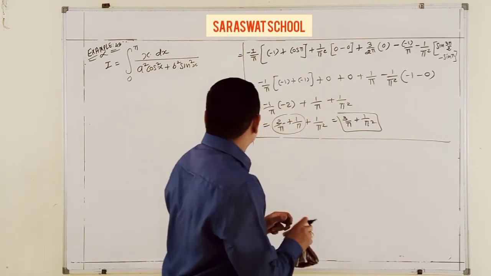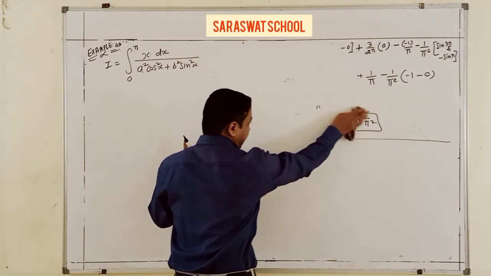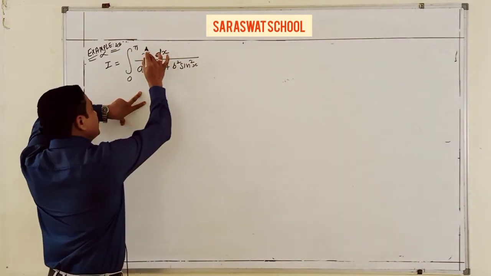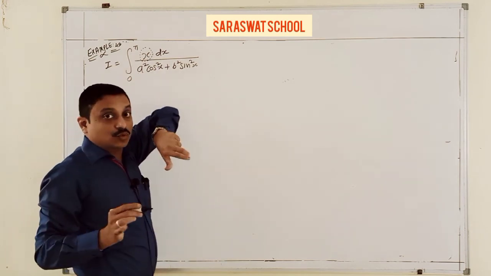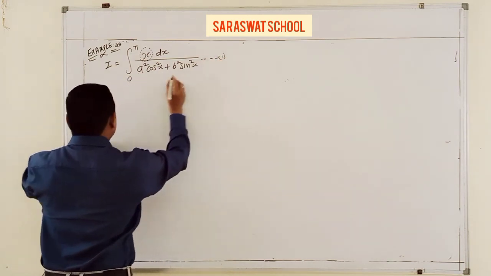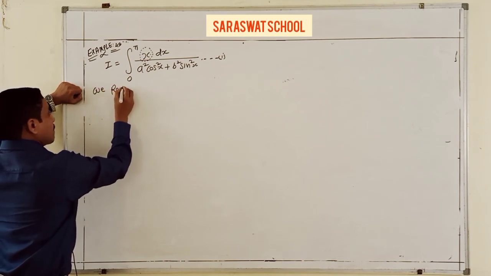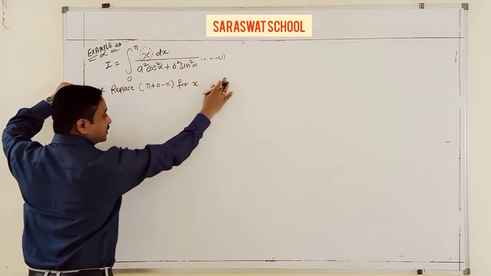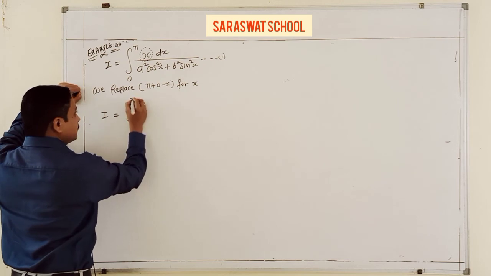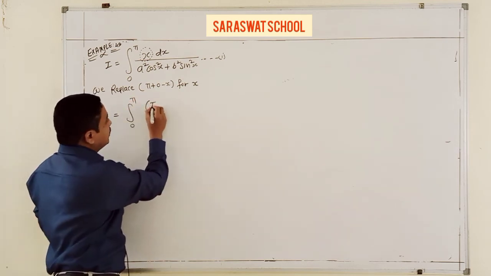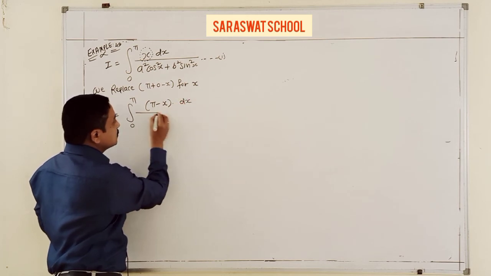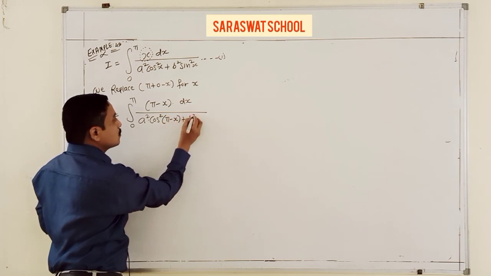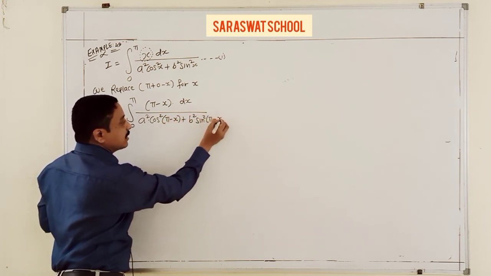Gold level, yes. First of all, you think about how to remove this x value, students. This x you remove. So go to the theorem, statement 1. We replace x by upper plus lower minus x. So what is I? 0 to pi, pi minus x dx upon a square cos square of pi minus x plus b square sin square of pi minus x.